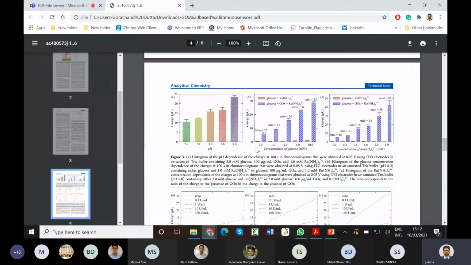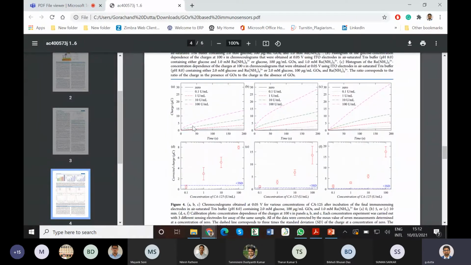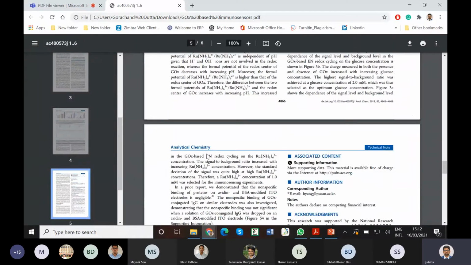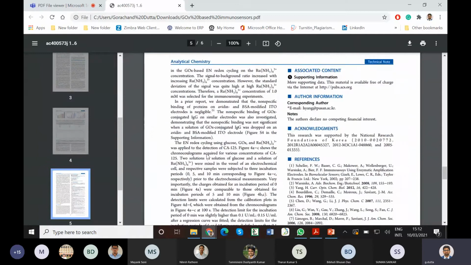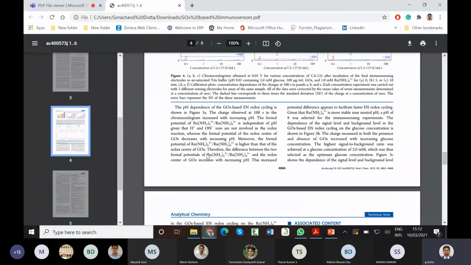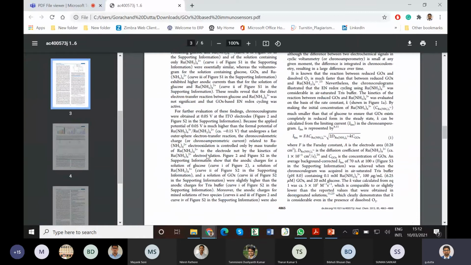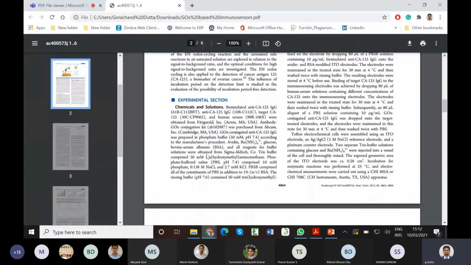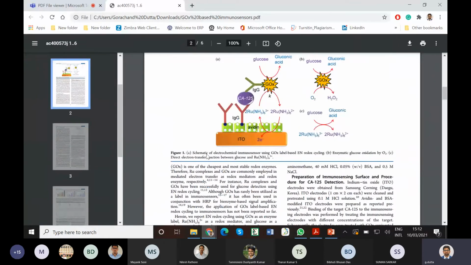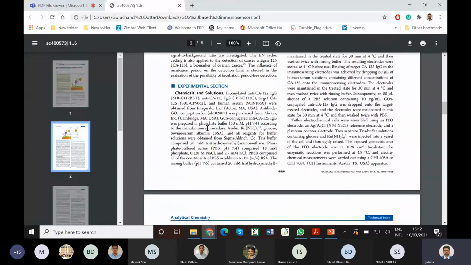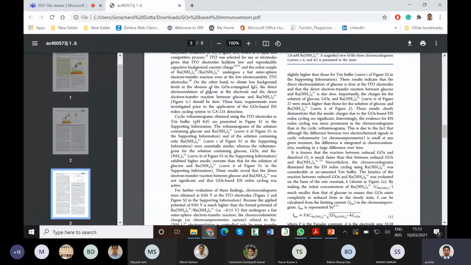So something like this, right? Okay, then check. So they use the chronocoulogram. Okay, fine. So this is the full summary you can see at a glance, right? Okay, done. Then so you read the abstract and you check their schematic diagram and the images.